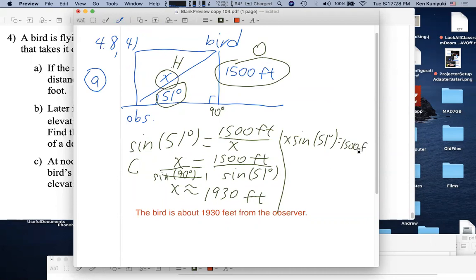equals the 1,500 feet. So if you want, you go from here to here, multiply both sides by x, and then you divide both sides by sine of 51 degrees. So in case you're wondering how you got from here to here. But of course, you don't have to put that. I'll accept from here to here. You should show some work. Show me the triangle, okay, and show me what you're doing. It could be the law of sines, but show me what you're doing.